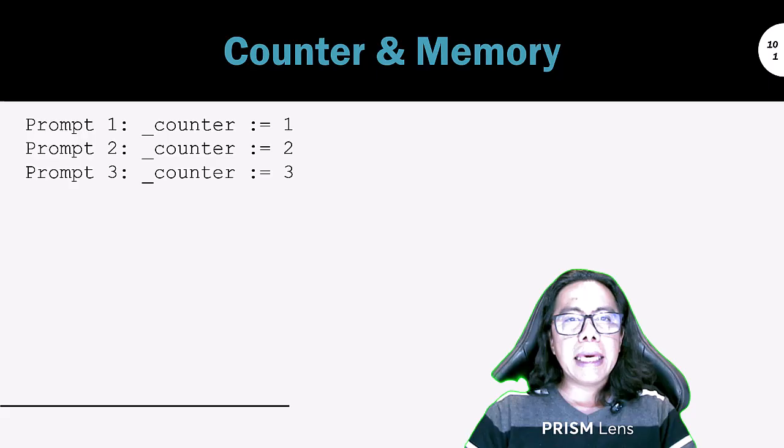Local memory. It lives only in the current prompt. If you don't resend it, on the next prompt it is lost. It is like a note in your hand. You have it now, but if you drop it, it disappears. And the artificial intelligence doesn't magically remember it.